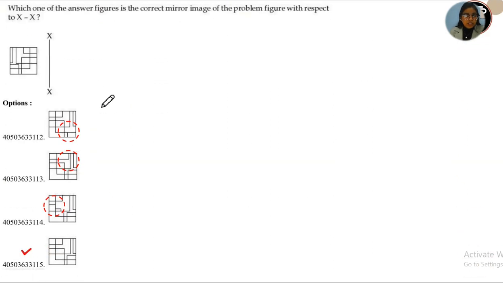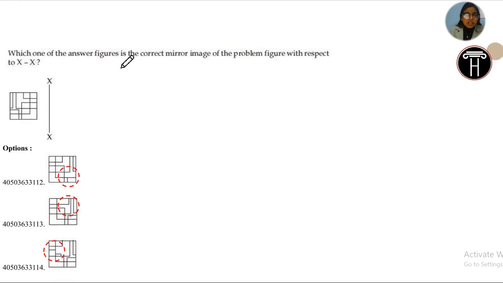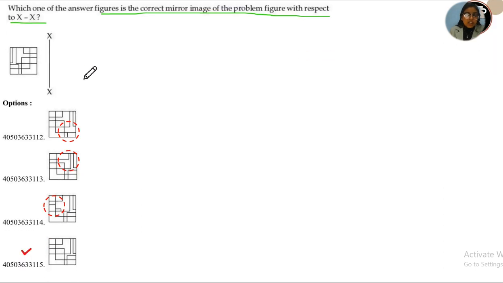Okay, this is an important one. Which one of the answer figures is the correct mirror image of the problem figure with respect to XX? First of all, look at the question and which figure is given to you. Then pay attention to where the axis has been drawn, either horizontally or vertically. In this case it has been drawn vertically, and in some cases it is drawn horizontally. So pay attention to which axis you have to see the reflection or mirror image about.